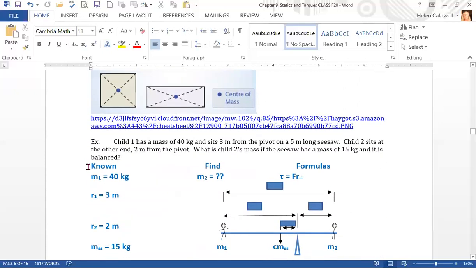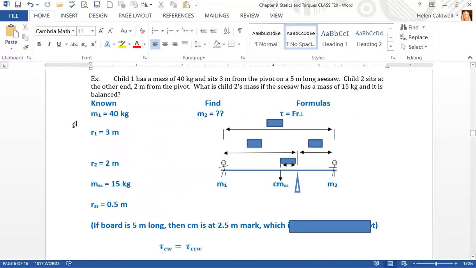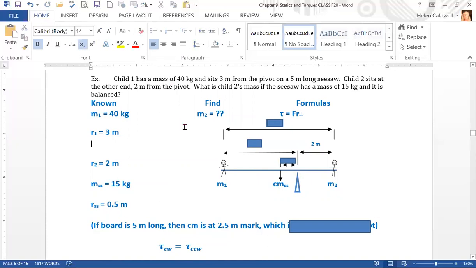Let's look at a seesaw, which is the standard center of mass problem. So we have a kid who weighs 40 kilograms, which is a little heavy to be on a seesaw, and they sit 3 meters away from the pivot. Our seesaw is 5 meters long. That is over 15 feet. That is one long seesaw. We have child 2 over here on the right-hand side. They're 2 meters from the pivot. So this blue triangle is my pivot. Child 2 is 2 meters from the pivot.